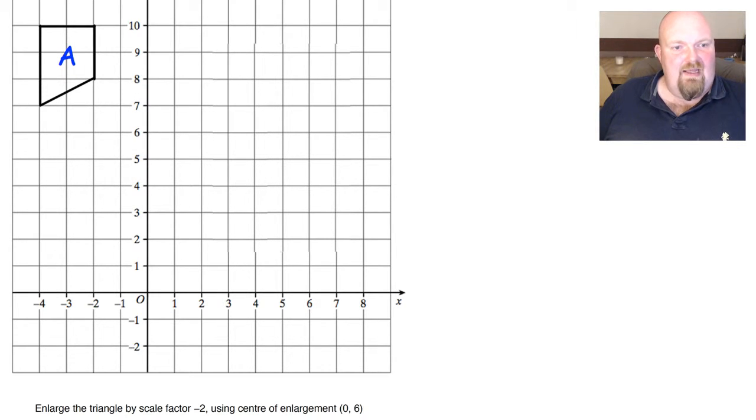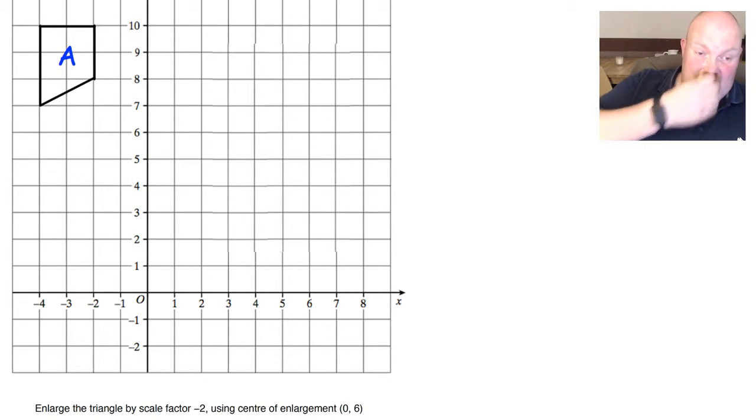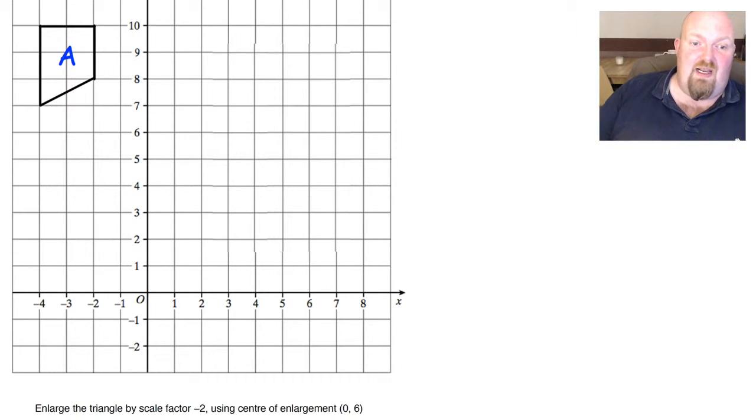Okay, here we have another transformations question. This time we're being asked to enlarge the shape. It's not a triangle, but we're being asked to enlarge the shape by a scale factor of -2 using the centre of enlargement (0, 6). So the first thing I'm going to do is identify my centre of enlargement.